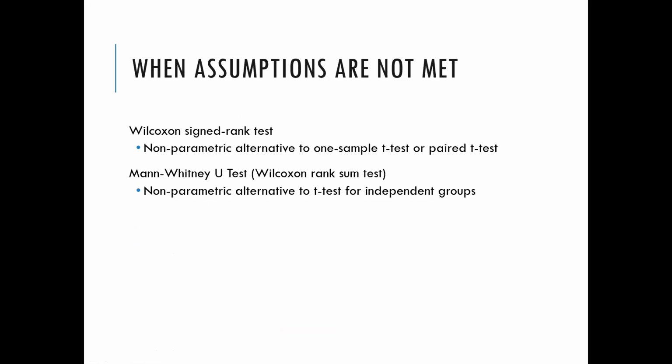When assumptions are not met for the t-test, so when we don't have normally distributed data, then we would use the Wilcoxon signed rank test. And this is an alternative to the one sample t-test or the paired t-test, or we would use the Mann-Whitney U-test, and that's the non-parametric alternative to the t-test for independent groups.